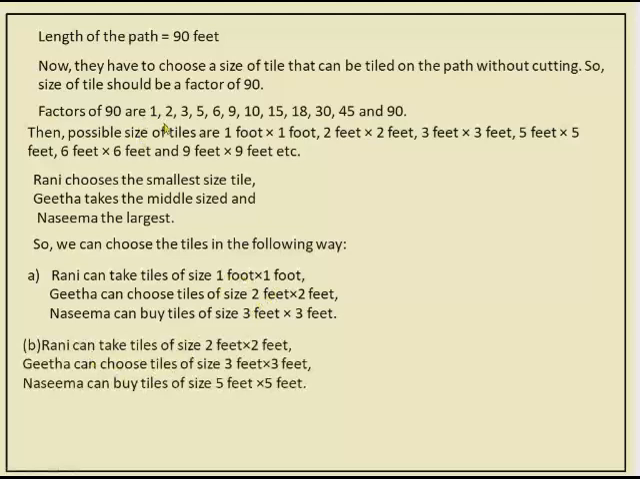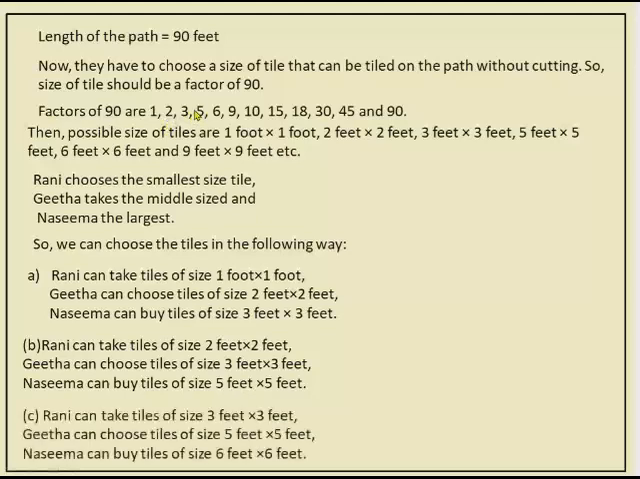If Rani is going for 2 by 2, then Geeta can go for the next, middle one, which is 3, and the biggest one will be 5, like that. Next, if Rani is taking 3 feet, then Geeta will go for 5 and Nasima will go for 6. For example, Rani is taking 30 by 30, then Geeta will go for 45 by 45 and Nasima will go for 90 by 90. Okay children, understood all this?